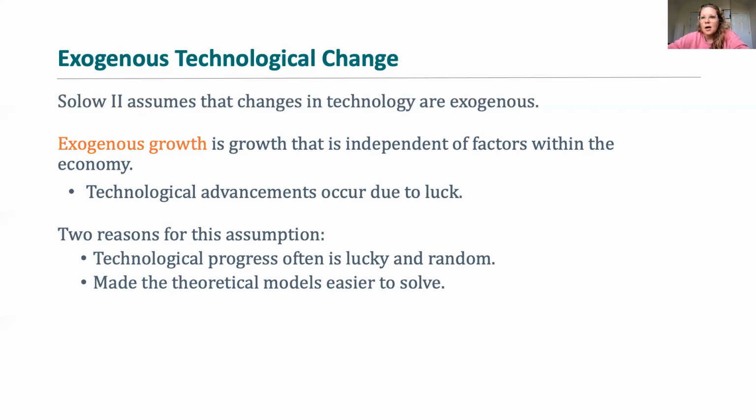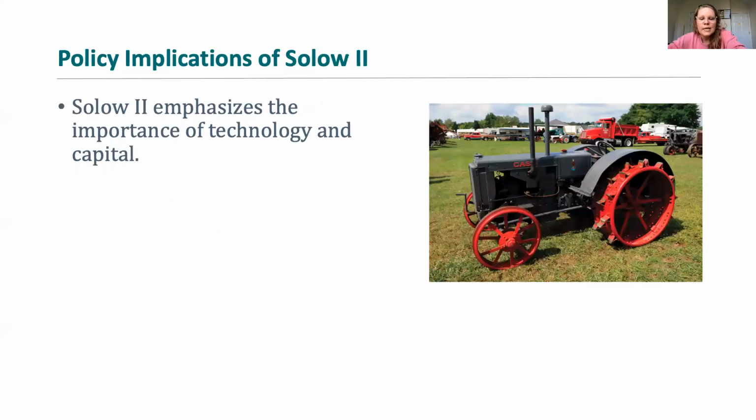It's not like oil is more productive in the United States than it is in Afghanistan. Oil is oil, right? The technology is not inherent in the input itself. Technology is exogenous, or outside of the inputs of the model. So technological progress is sometimes lucky or random, but keeping it exogenous also helps make the model mathematically beautiful and easier to solve. It really emphasizes the importance of the relationship between capital and technology.